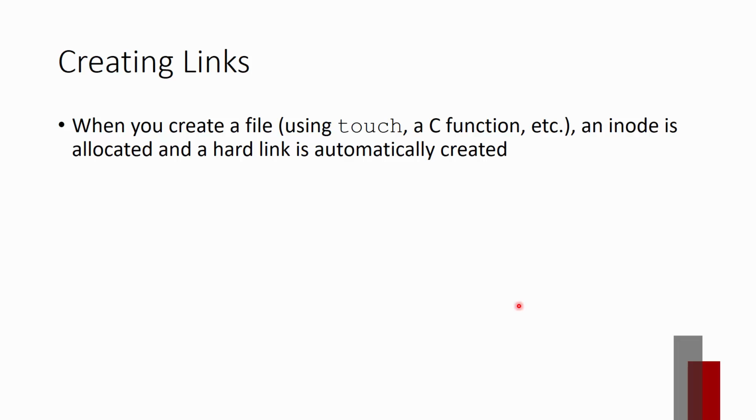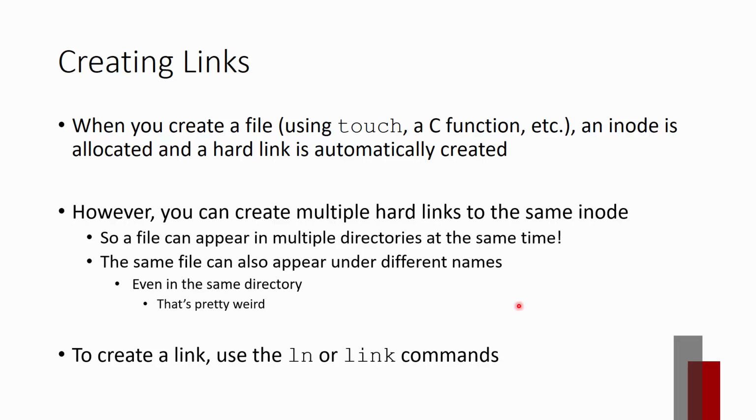So links. We can create a file using touch, and we'll talk more about touch in a bit. We can create this file. An inode gets allocated for us by the operating system, and a hard link is automatically created. But here's the weird part. This is why there's this split, this dichotomy between hard links and inodes. The effect of this is that a file can appear in multiple directories at the same time. The same file could even appear under different names. Even in the same directory.